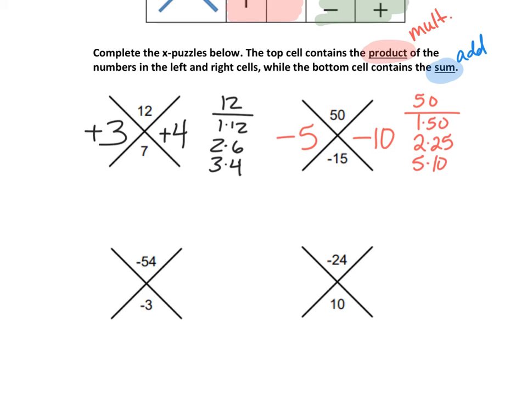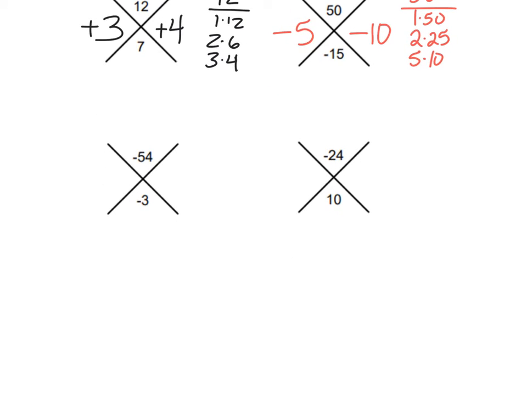The list for what signs should be in my X puzzle? Positive and negative. Which one's bigger? The negative's bigger. To be really obnoxious about it, I'm going to make a very large negative sign. The list for 54 is 1 times 54, 2 times 27, 3 times 18, 6 times 9. Does 4 go into it? No, 4 can't go into it. Okay, how about 5? No. How about 6? Yes.